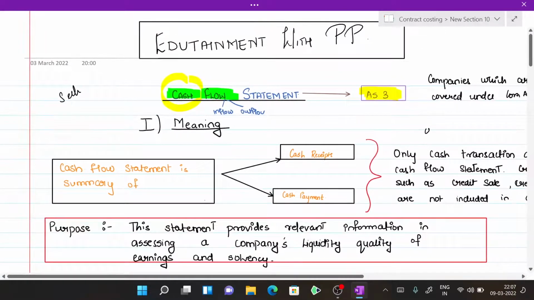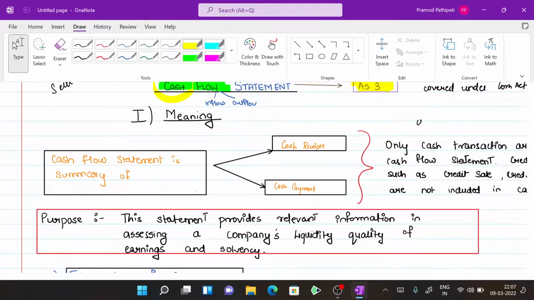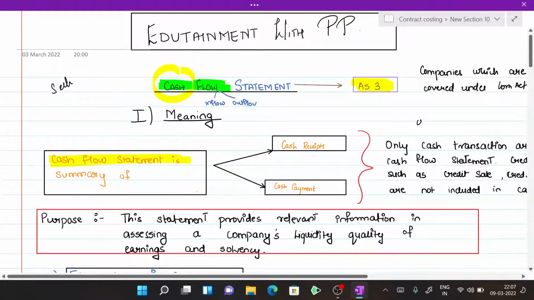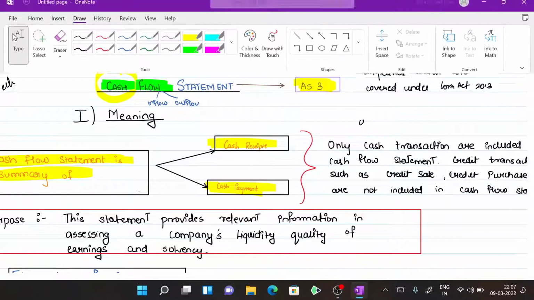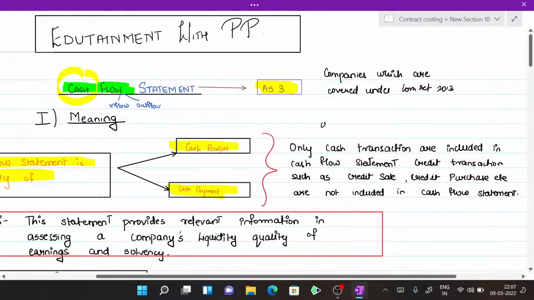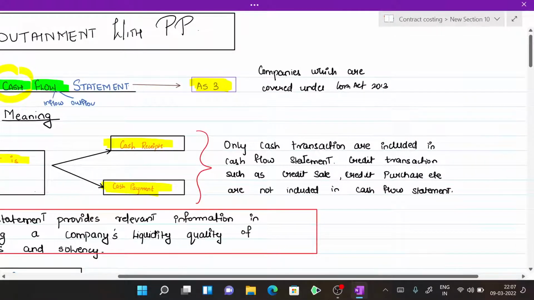So the basic meaning of the cash flow statement is that it is a summary of cash receipts and cash payments. Simply, the cash flow statement is a summary statement of cash receipts and cash payments. Let us take an example. What is the requirement of a cash flow statement? At the end of the year, I want to know what is my cash and cash equivalent, right? What is my cash remaining at the end of the year.